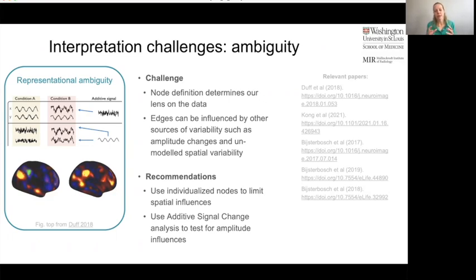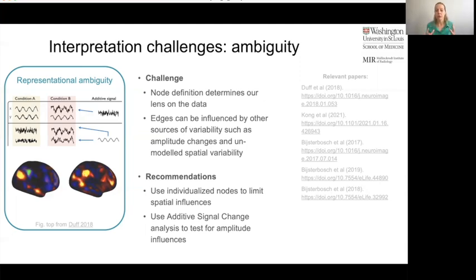And the last challenge in terms of interpretation that I want to touch on briefly is representational ambiguity. And here the idea is that when we define our nodes, it essentially determines the lens that we take to look at our data. And to some degree, it limits the types of results that we might get. An important thing to be aware of is that we have shown in multiple different papers that connections or edges between nodes can be influenced by other sources of variability that are not necessarily interpretable in terms of connectivity or coupling. And examples of these are amplitude changes or unmodeled spatial variability.